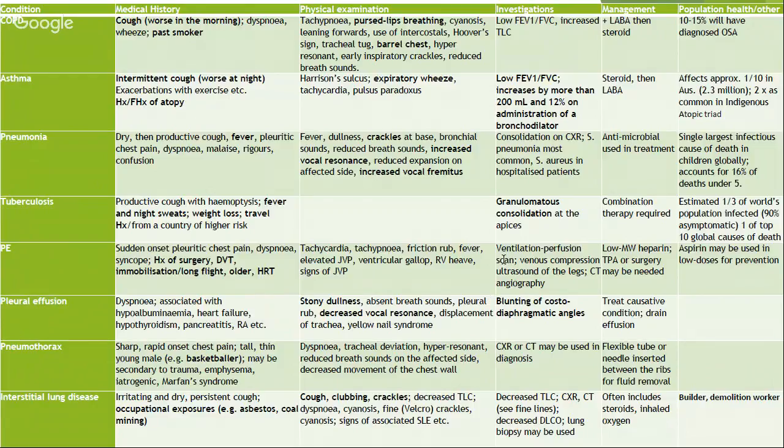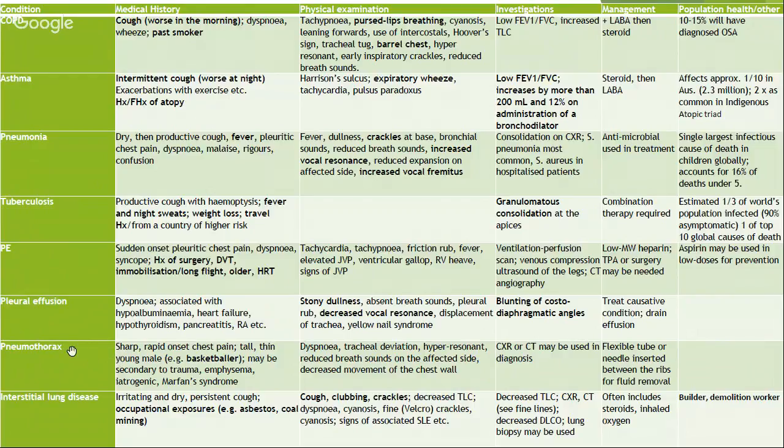It's diagnosed with a VQ scan or venous compression ultrasound of the legs, which you might use, for example, if someone's pregnant and can't be given contrast, which is used in the scans. Pleural effusion is associated with stony dullness on percussion and decreased vocal resonance. On an X-ray, you'll expect blunting of the costophrenic angles, which is how you know that there's a little bit of fluid sitting there.